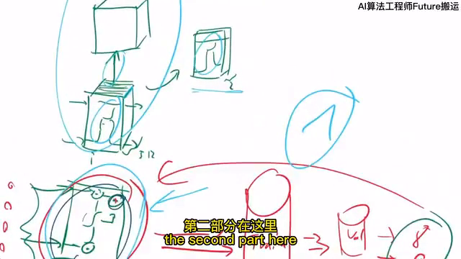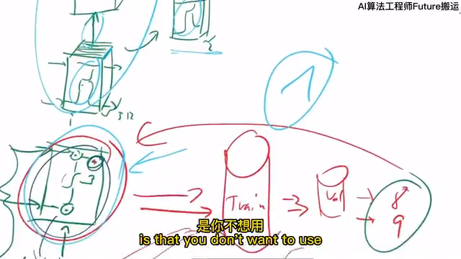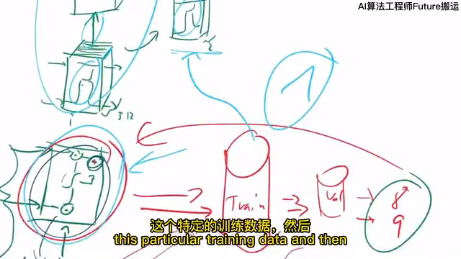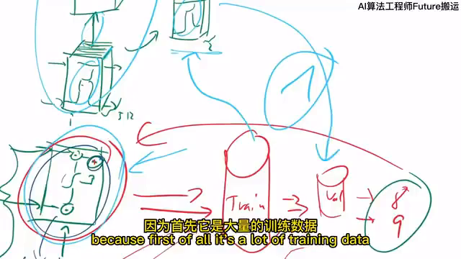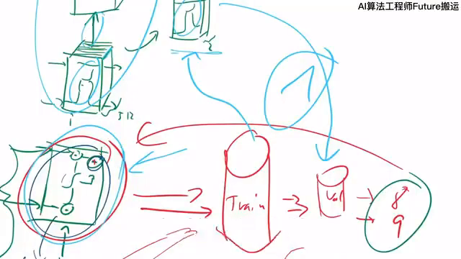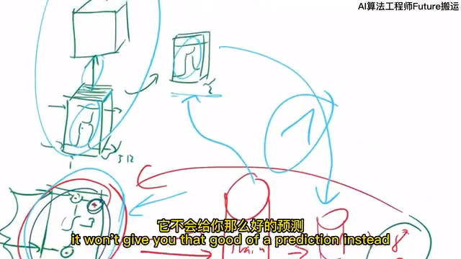The second part here is that you don't want to use this particular training data and then this particular validation data. Because first of all, it's a lot of training data. And second of all, it won't give you that good of a prediction.